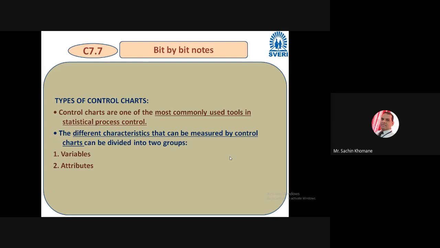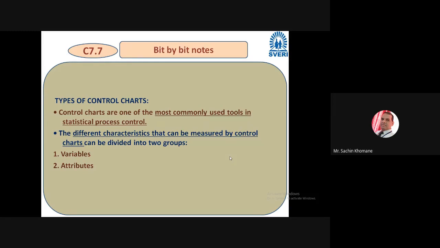So control charts are one of the most commonly used tools in statistical process control. So that's why we are learning this. Statistical process control is the heading of our unit, and these control charts are an important tool people are using in industry. Okay, so variable control chart and attributes control chart.